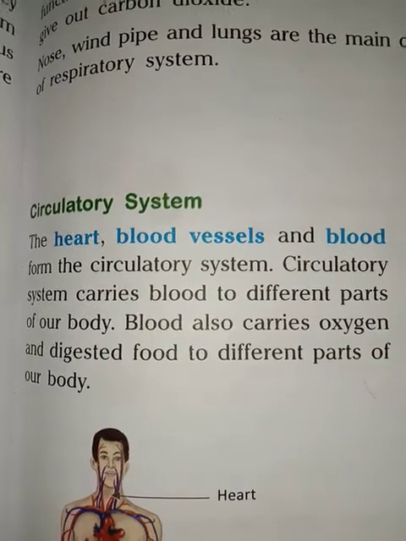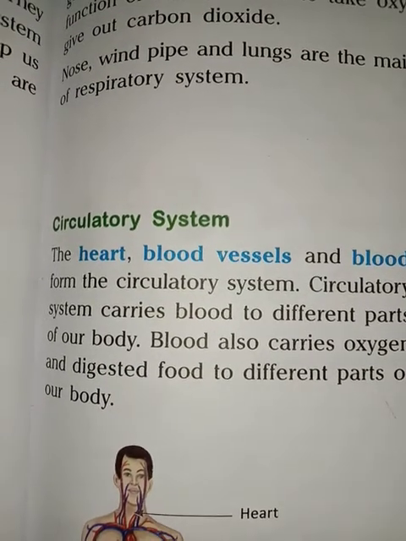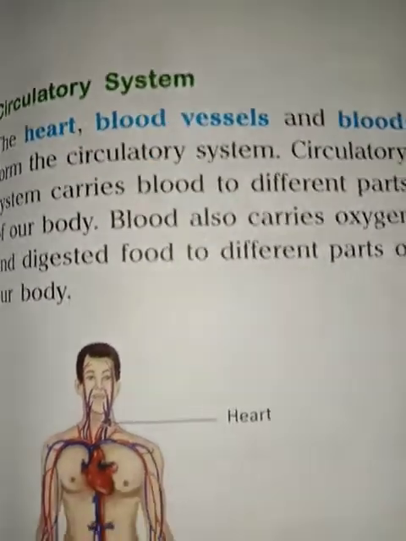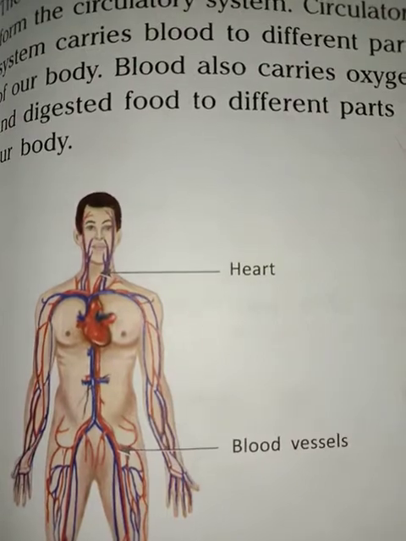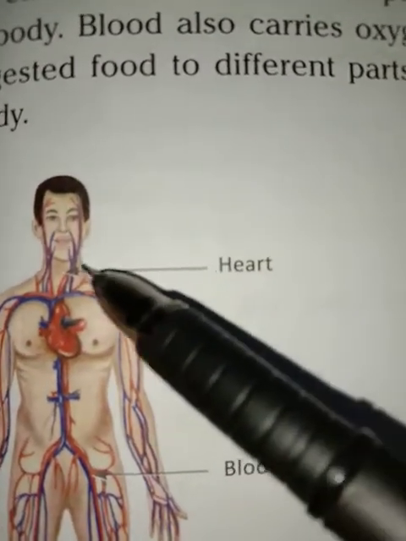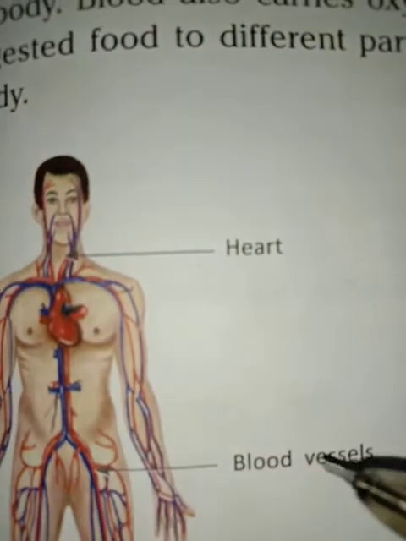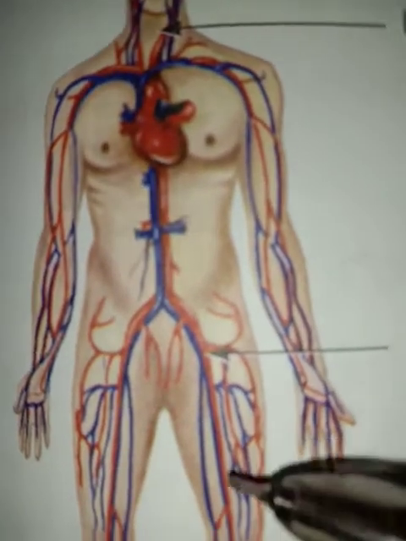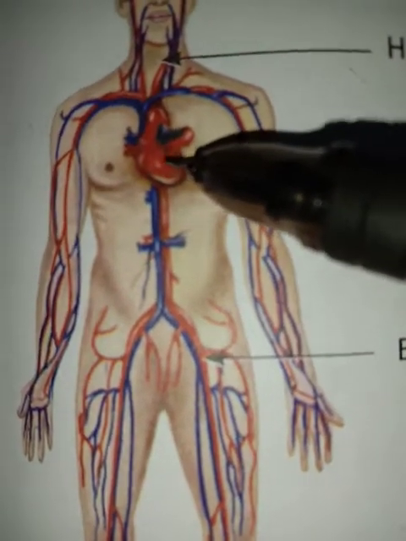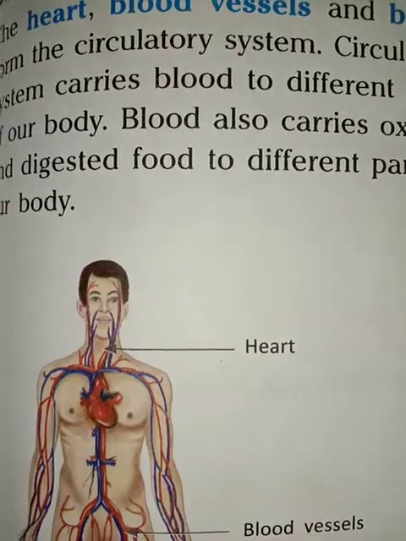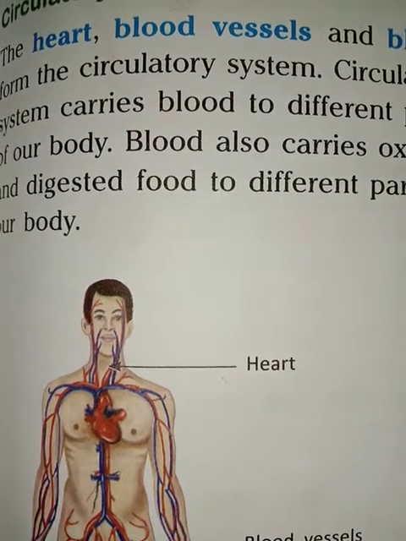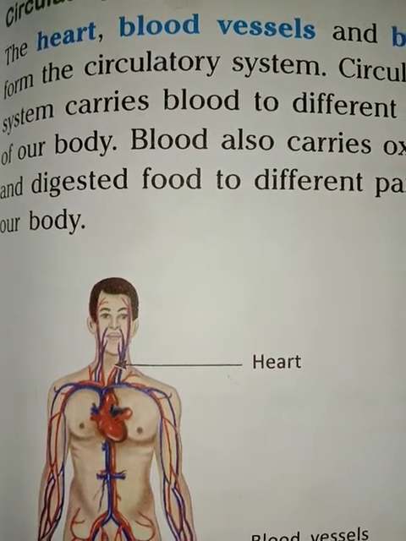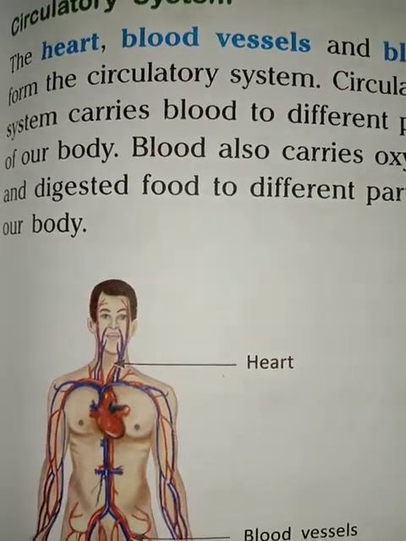So student, the heart, blood vessels and blood form the circulatory system. You can see in this diagram, okay, this is heart. You can see this is heart and blood vessels. Okay, now these are all blood vessels. Okay, now this is heart. Student, heart is a muscular organ which pumps blood through the blood vessels of the circulatory system.